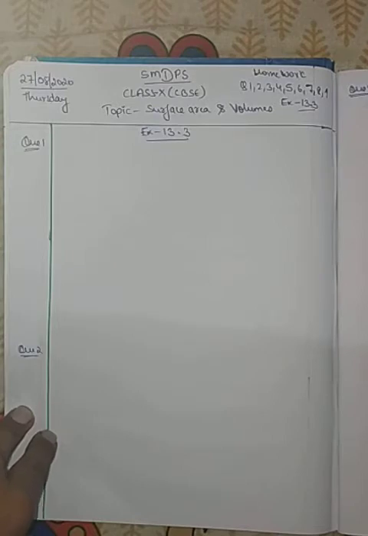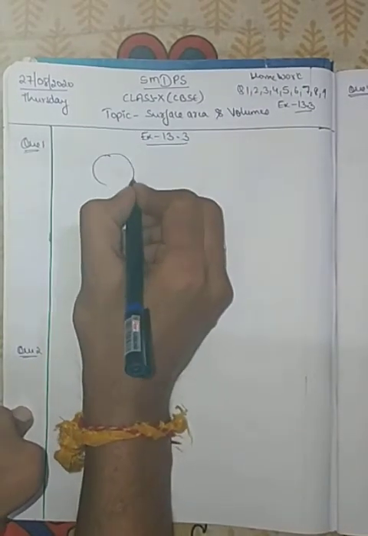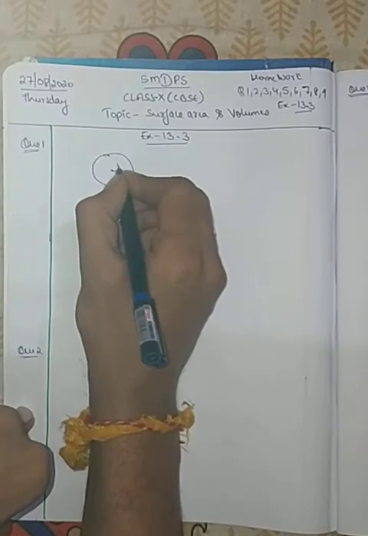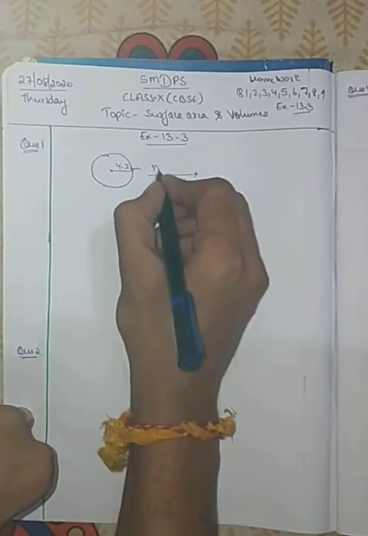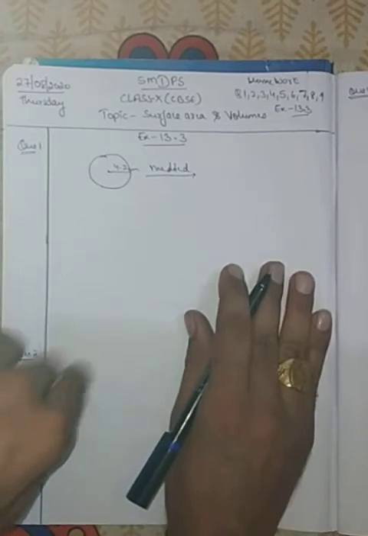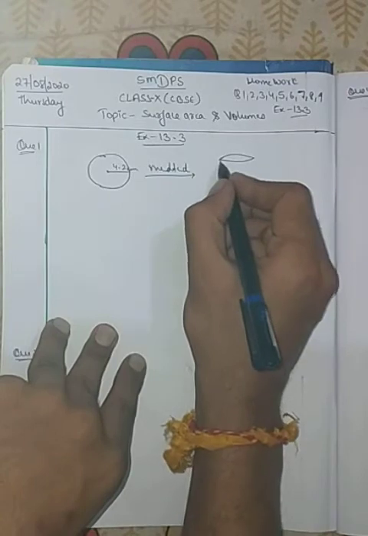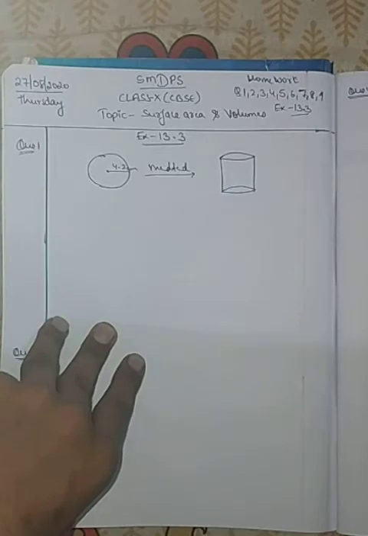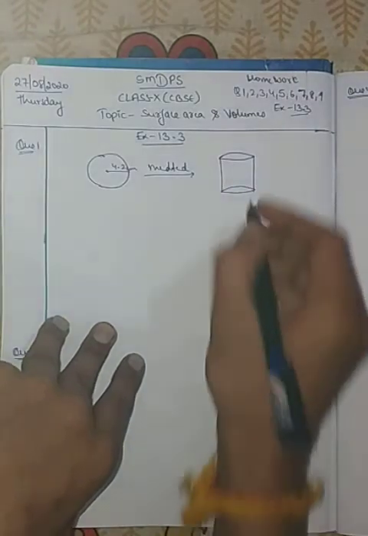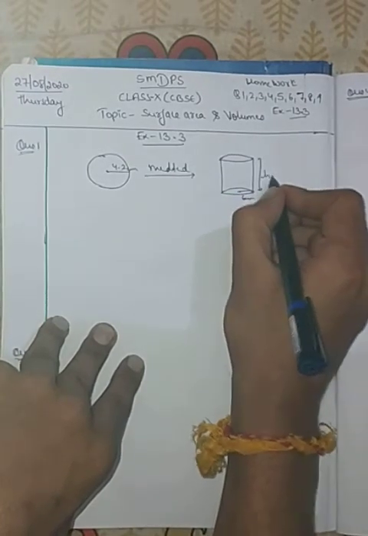So, starting with the exercise, the first question is: a metallic sphere of radius 4.2 centimeter is melted and recast into a shape of cylinder. Means after melting the sphere, we recasted it into the form of cylinder. We are given the radius of the cylinder is 6 centimeter and we need to find the height of the cylinder.